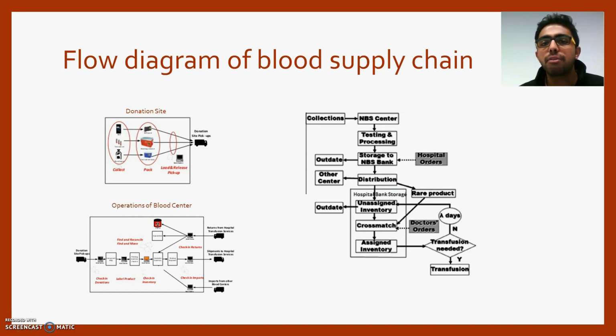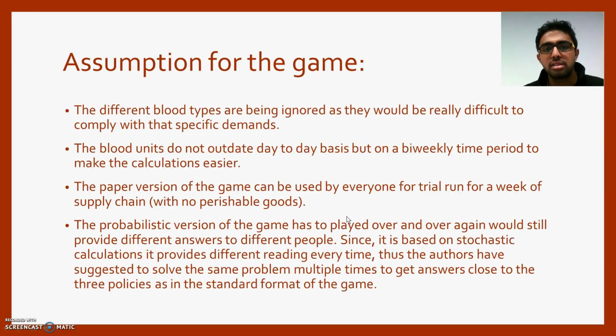Flow diagram of a blood supply chain. As you can see, the collection takes place. The NBS collected blood is then sent to the testing and processing centers. From the testing and processing centers to a blood bank. Hospital orders the blood according to the doctor's orders, and the blood bank sends it to the distribution center. The doctor uses as much blood as he needs for the transfusion, and the extra blood is sent to hospital storage. And as you can see, the outdates are the loss incurred in the supply chain.